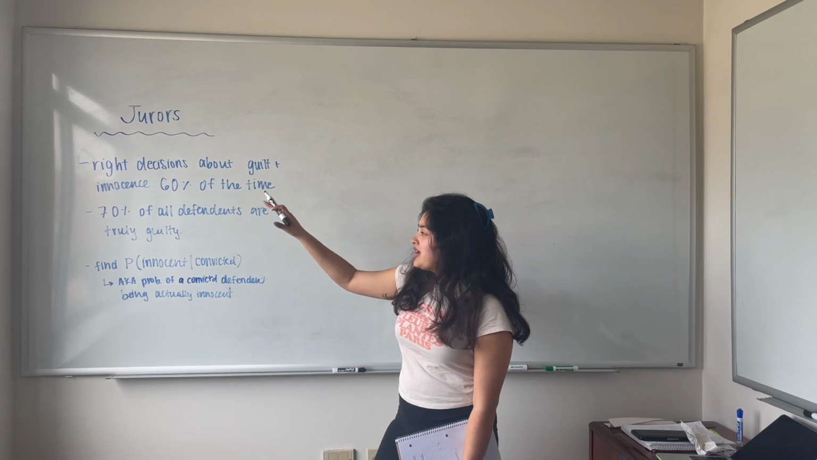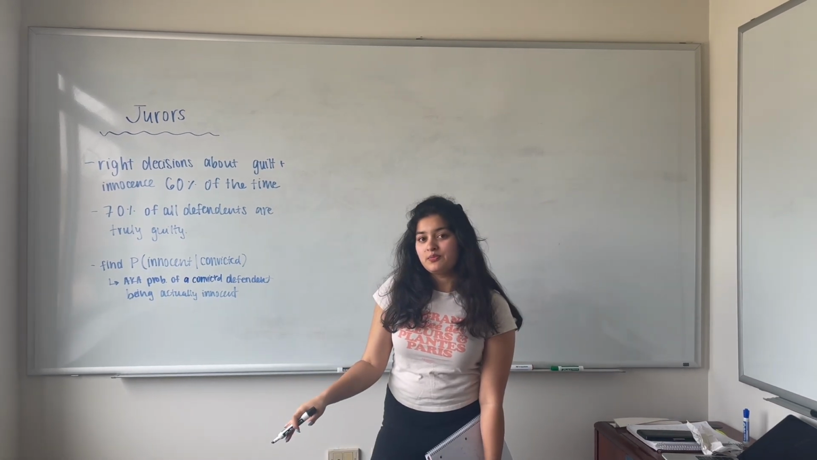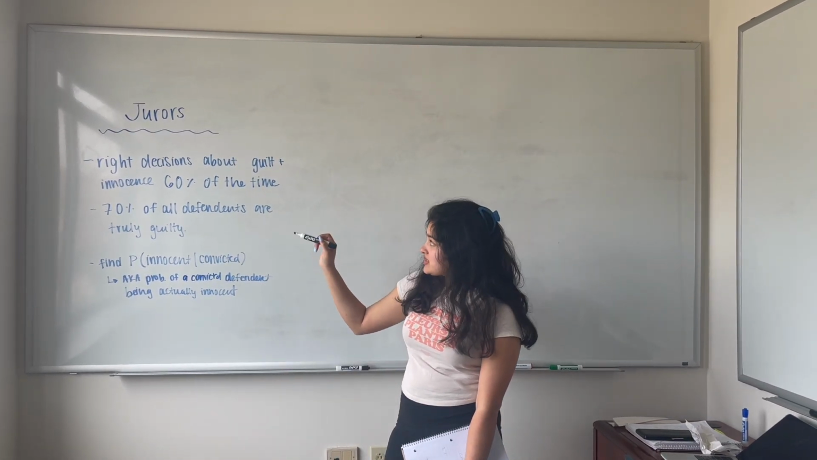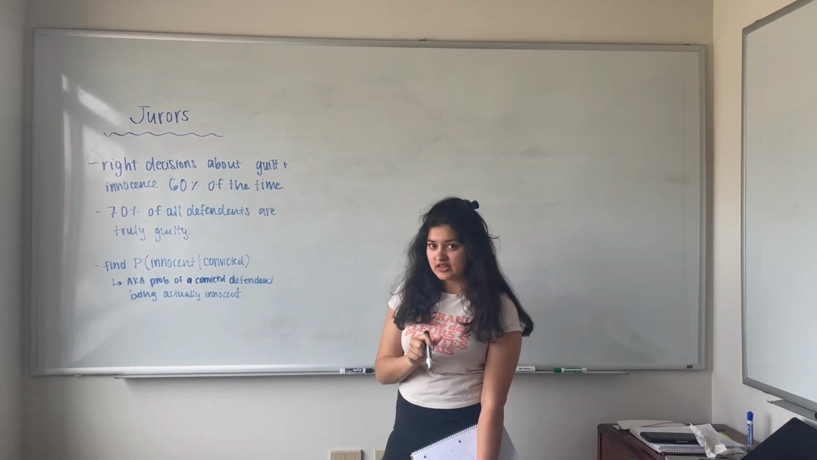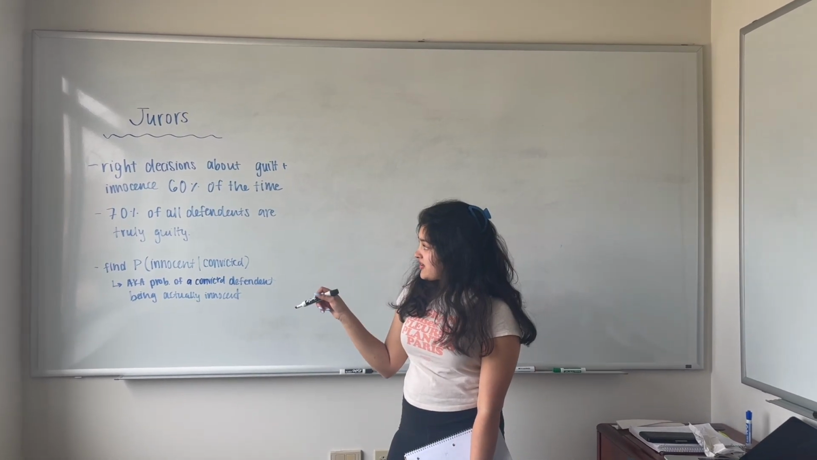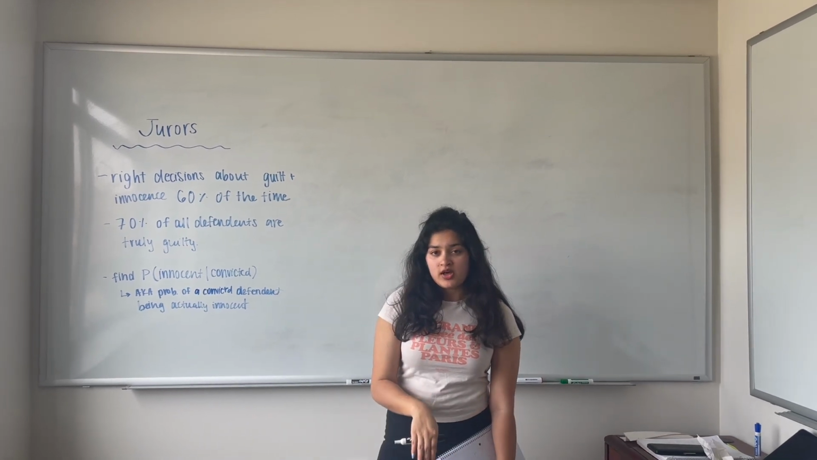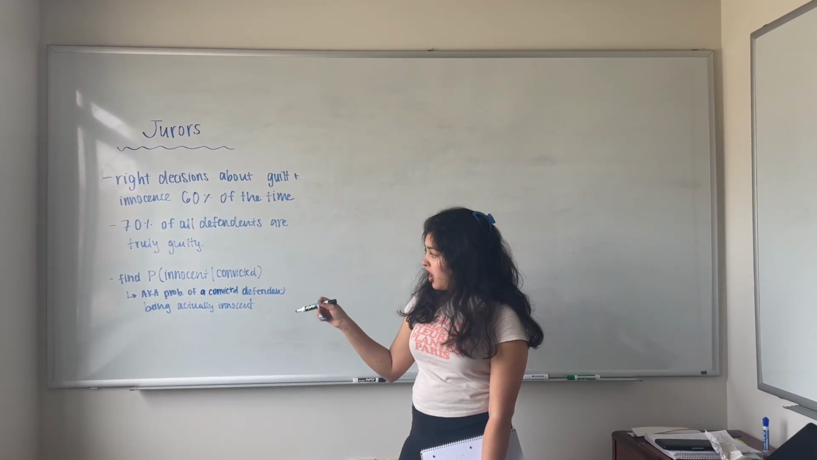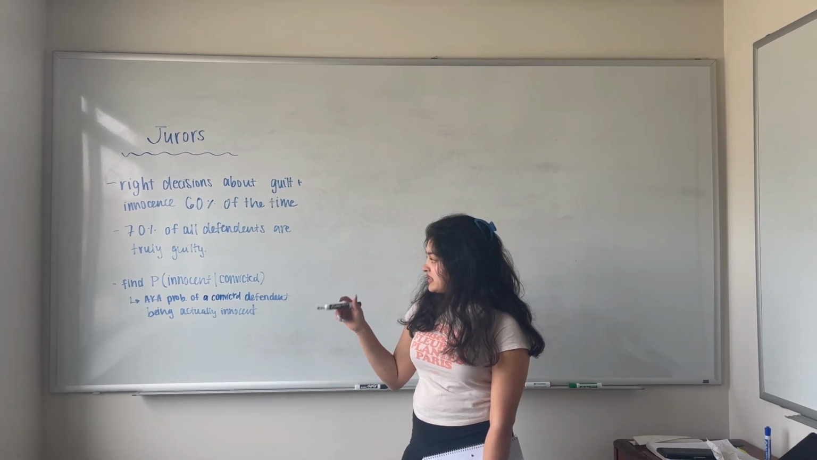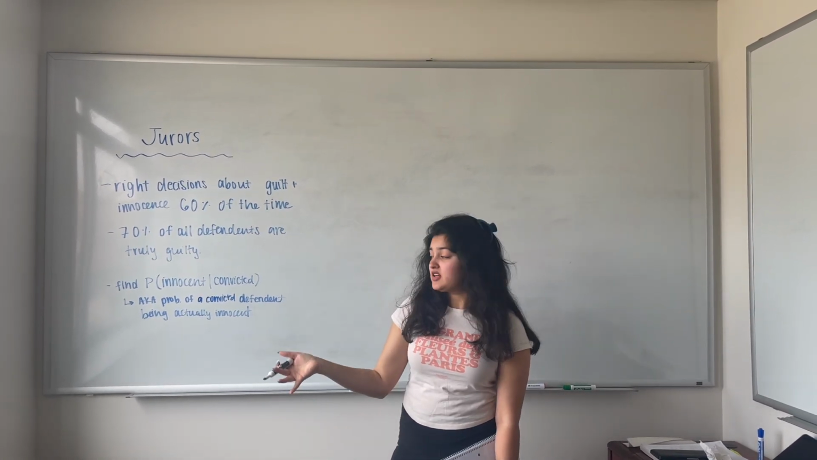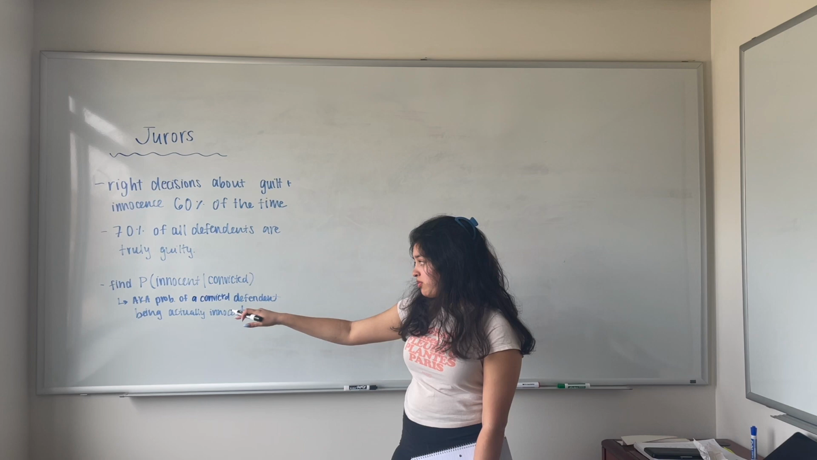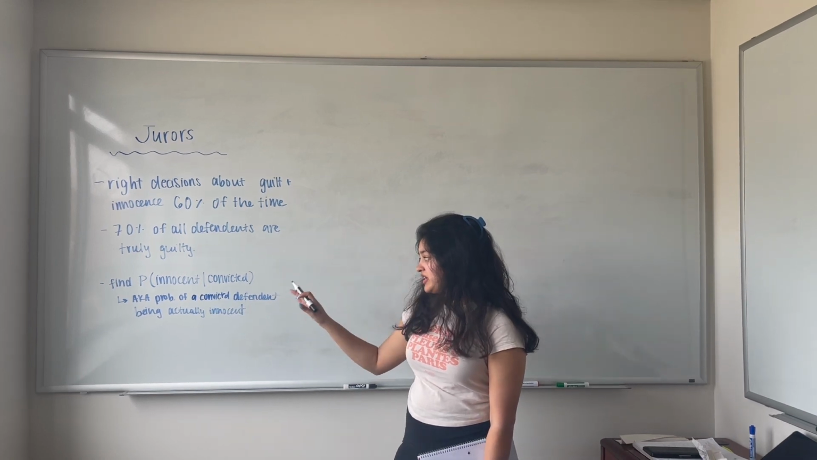So we have a couple statements in the problem, and it tells us that jurors will make the right decision about guilt and innocence 60% of the time, and that 70% of all defendants are truly guilty. And so this variation of the question asks us to find the probability of being innocent given being convicted, essentially, which means you're finding the probability of a convicted defendant being actually innocent.